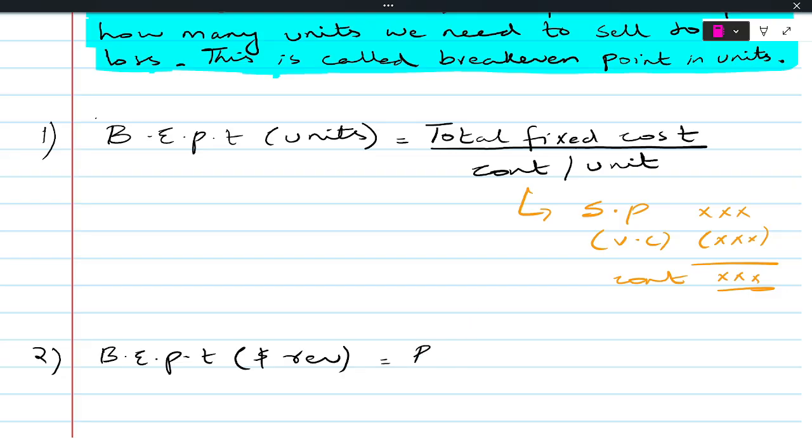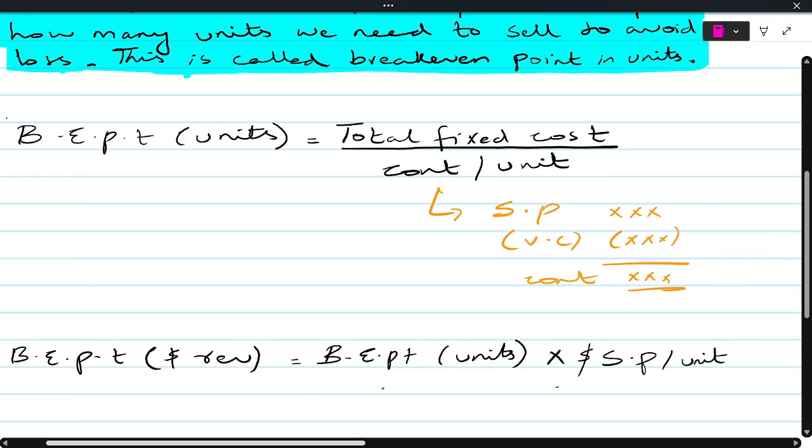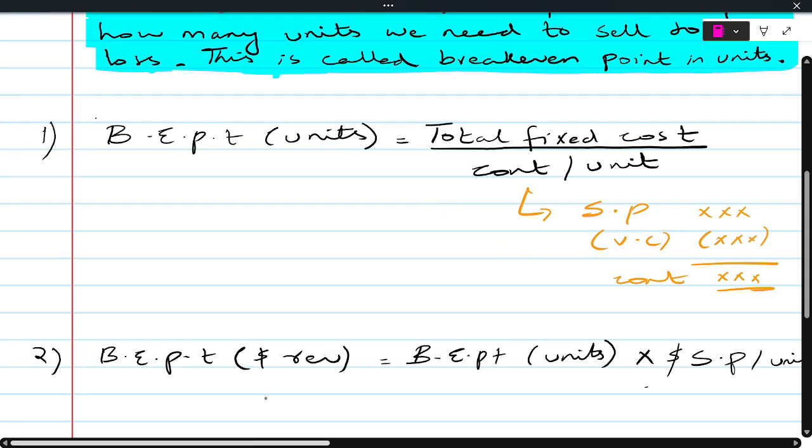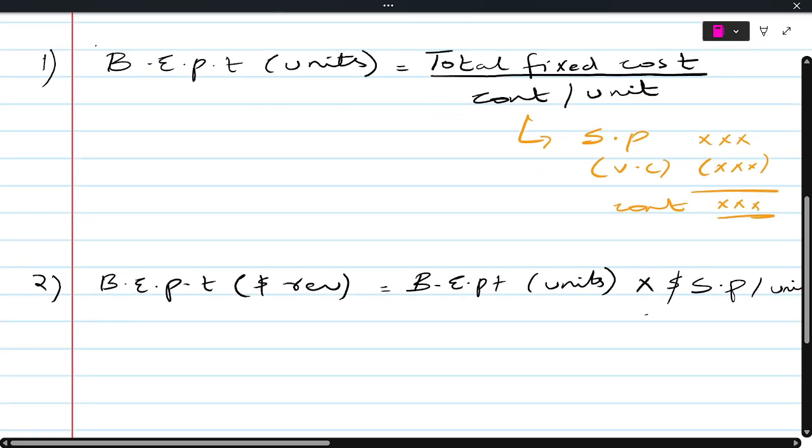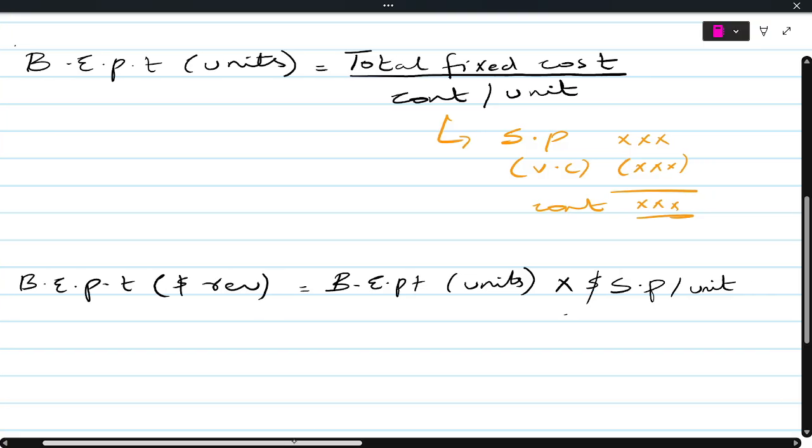It's very simple. Just take your break even point in units, which you will calculate through the first formula, and multiply it with the selling price per unit. So you take your break even units and you multiply it by the selling price per unit to get your break even point in terms of revenue.